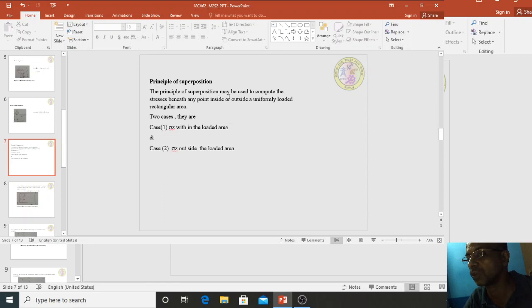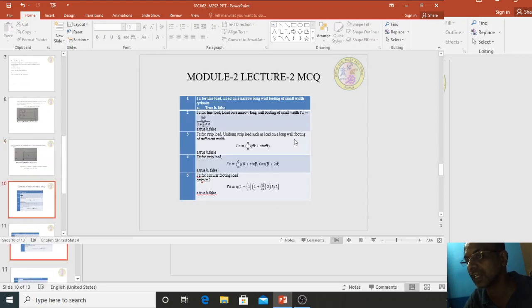The principle of superposition may be used to compute the stress beneath any point inside our loaded area and outside the loaded rectangular area.